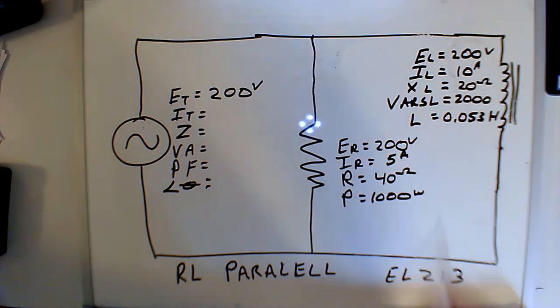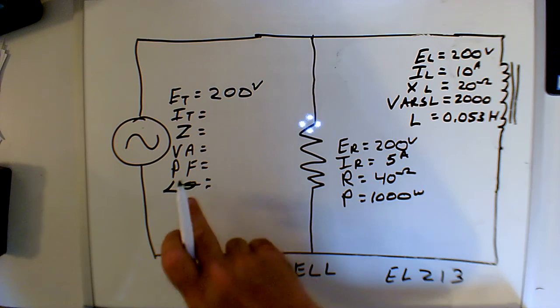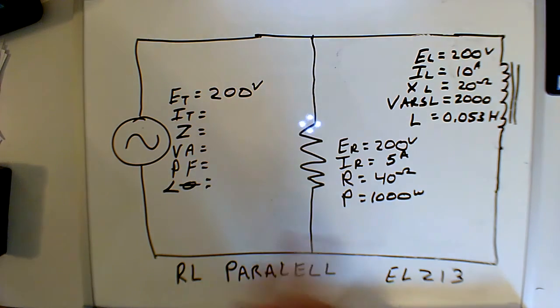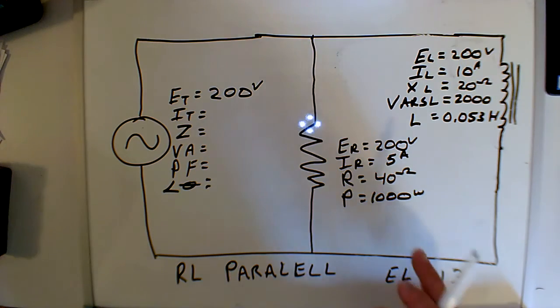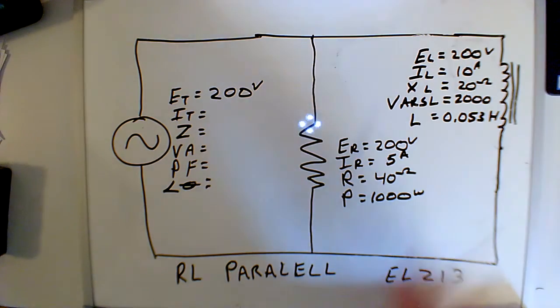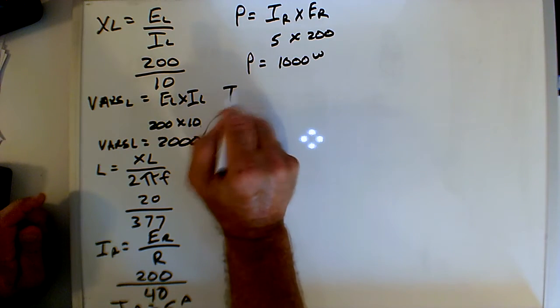1,000 watts. Perfect. Now when we start looking over here at the power supply, we've got all this filled in. We know our voltage. We could calculate the current. And the current would be IT.